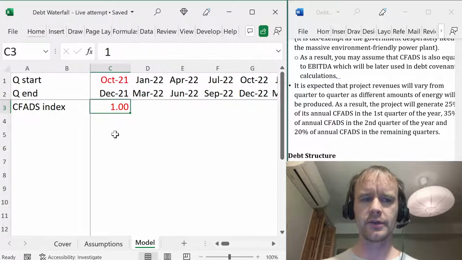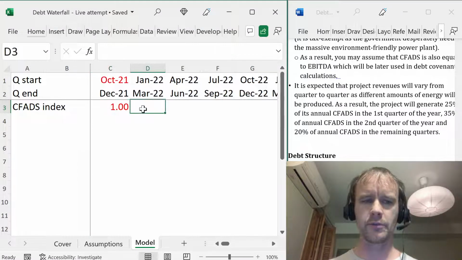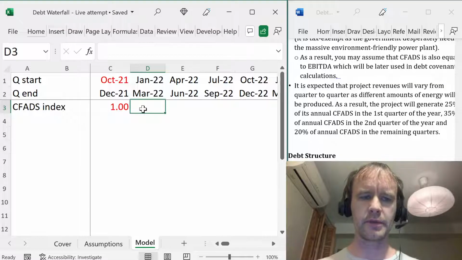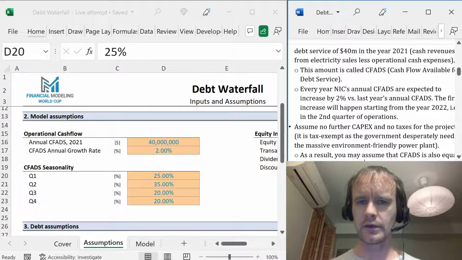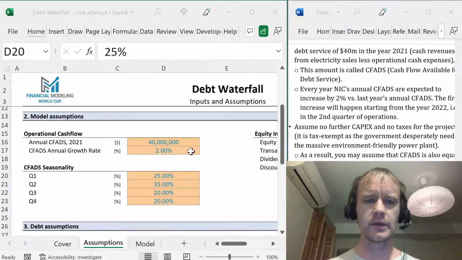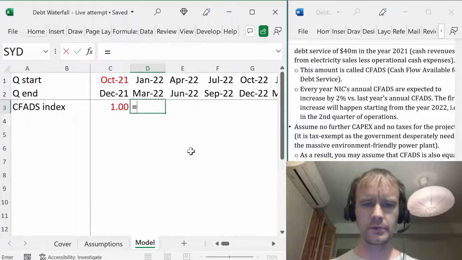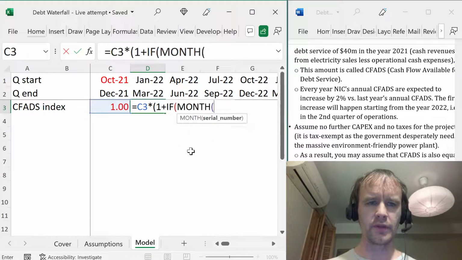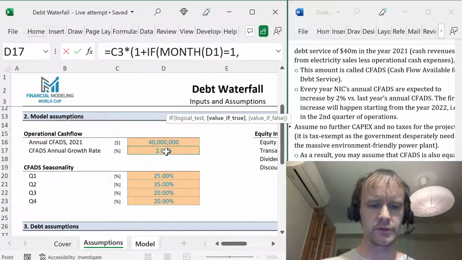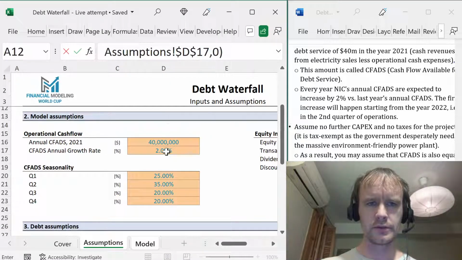The reason I mention this, if you're not familiar with financial modeling, is by and large you expect to be able to copy everything across and for there to be no changes in the formula going across. That's a pretty important modeling best practice. And then, the 2% increase applies from the start of each year. So here's how I'm going to do that. I'm going to say equals this times 1 plus, and then I'm going to say if month of the start of the quarter equals 1, then give me that 2%, otherwise 0.